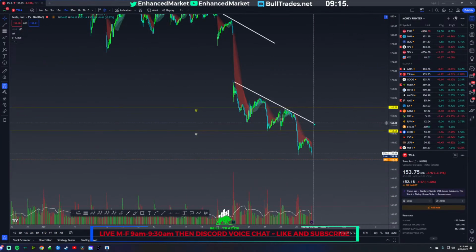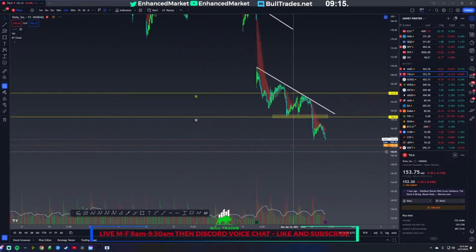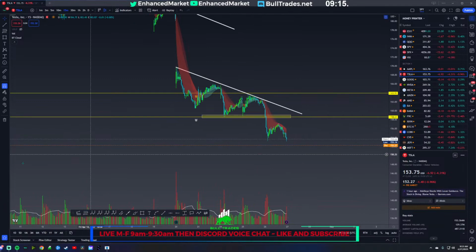Tesla, huge sell-off through this double bottom. Previous support acted as support, and breaks through. Breaks through, huge downside, pullback, and then sees continuation to the downside. All right, looks very, very weak.